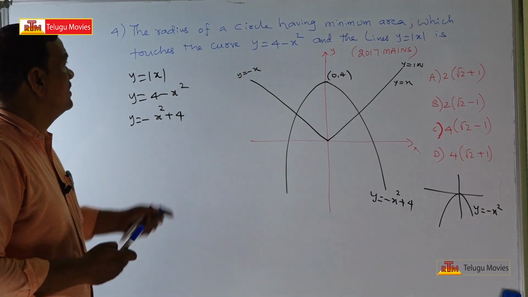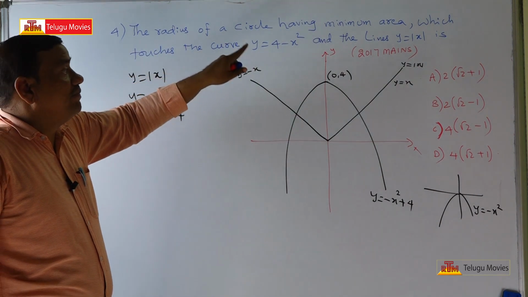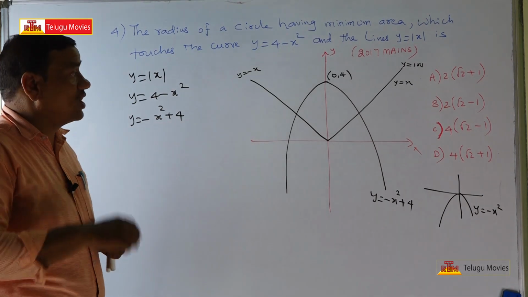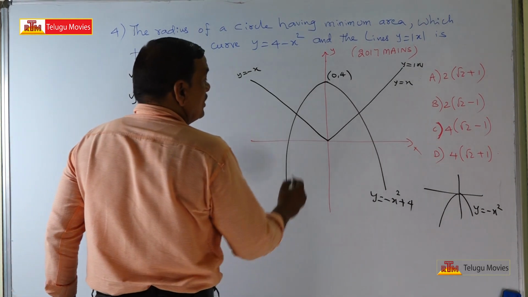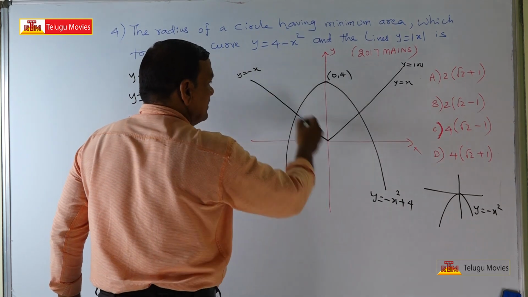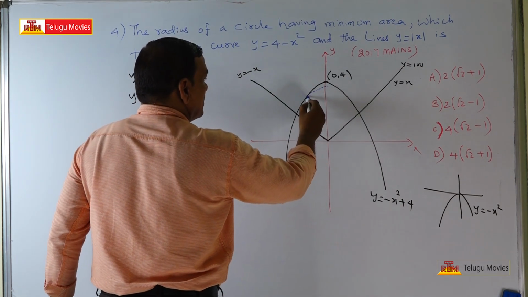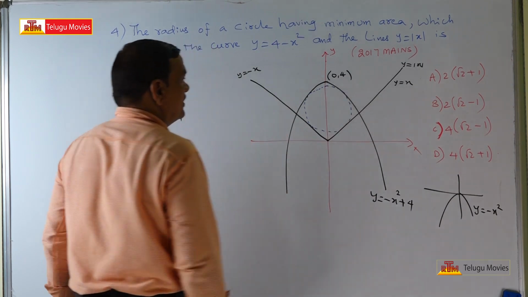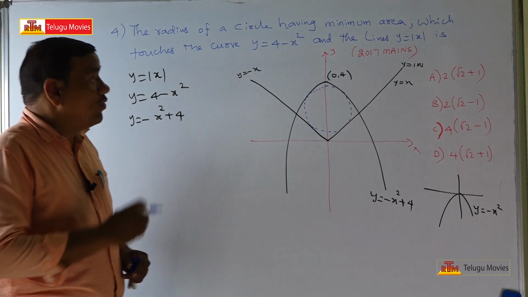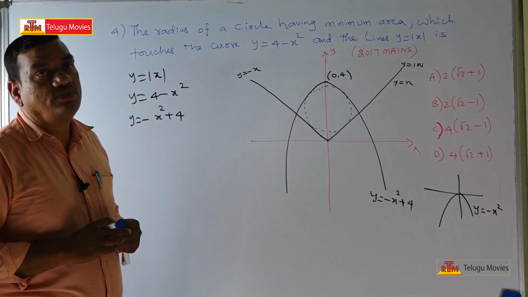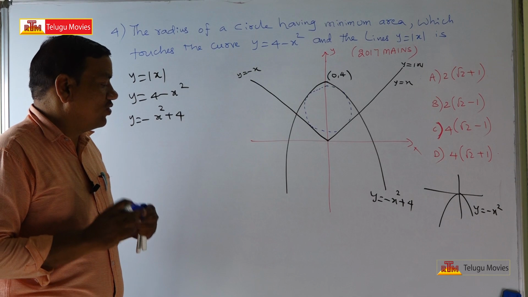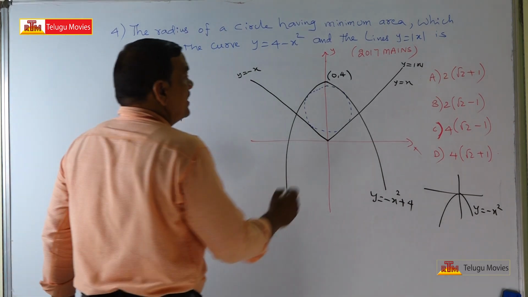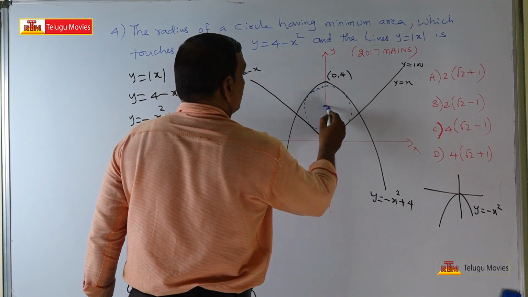Now, the radius of a circle having minimum area which touches the curve and the lines. The circle should touch this curve and these lines, which means the circle should lie between them like this. We have to find the radius of this circle. So let us say the radius of this circle is r.